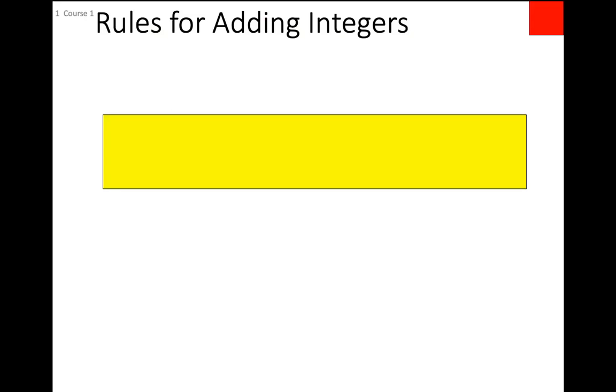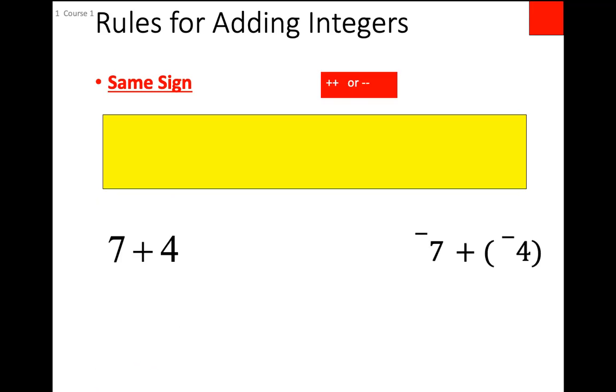So without further ado, let's just jump right into it. There are 2 rules for adding integers. The rules are called the same sign rule or the different sign rule. When the signs are the same, that means both numbers are either positive or both numbers are negative. Here are 2 examples. Both numbers on the left are positive, both numbers on the right are negative. There are 2 steps, and step number 1 says you add the absolute value of both numbers. So you take the absolute value of both numbers and you add.